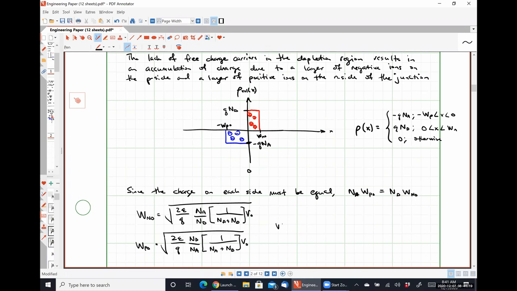And finally, W naught is simply WN naught plus WP naught, which comes out to be the square root of 2 epsilon over Q, NA plus ND divided by NA times ND, times V naught. Let me erase that because it looks bad. So these are the widths of the N side of the depletion region, the P side of the depletion region, and the total width of the depletion region.